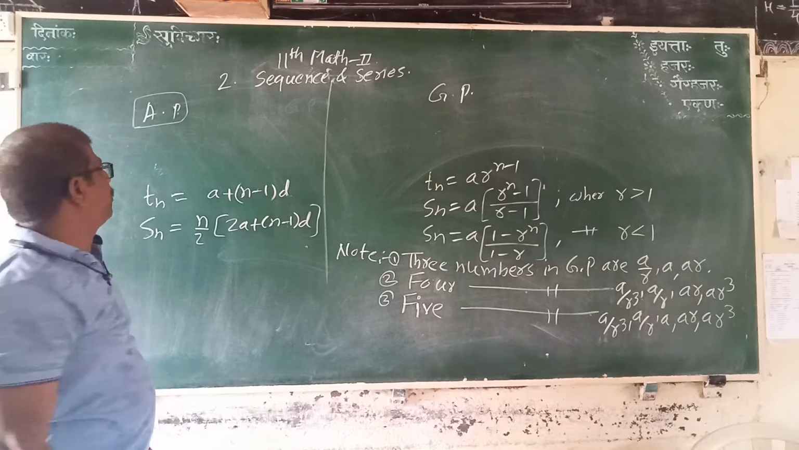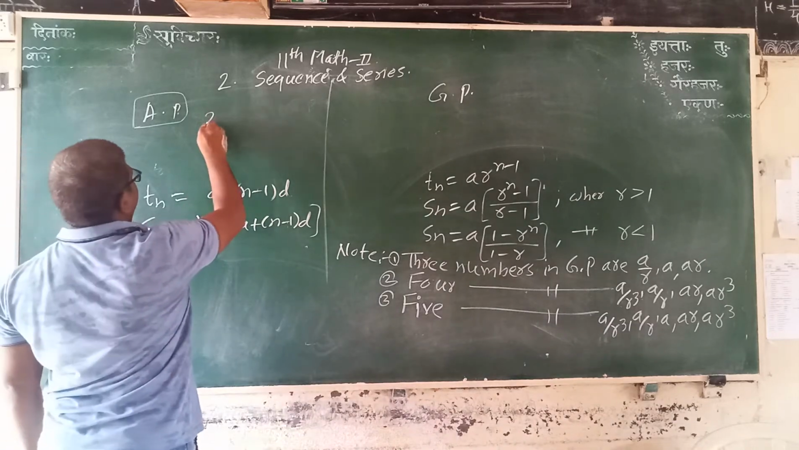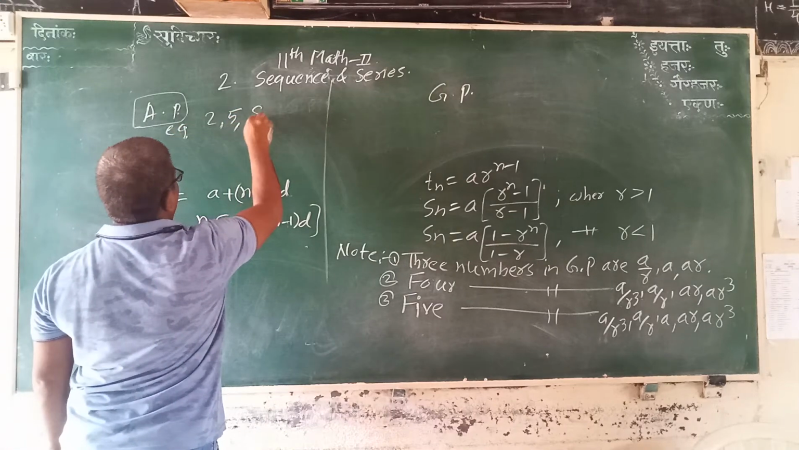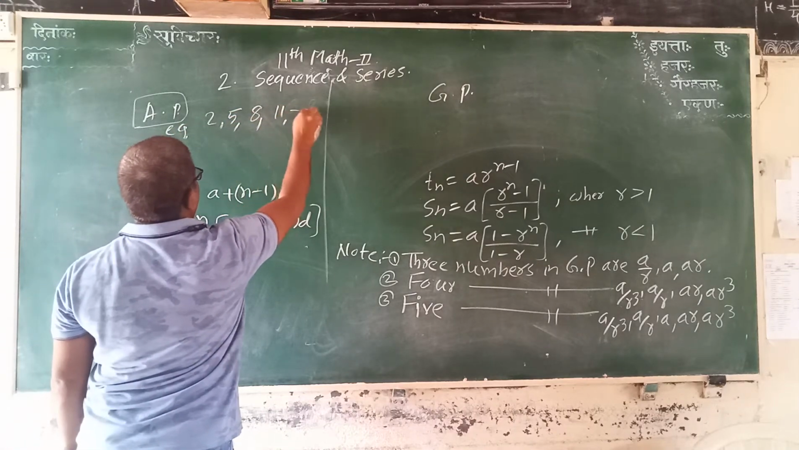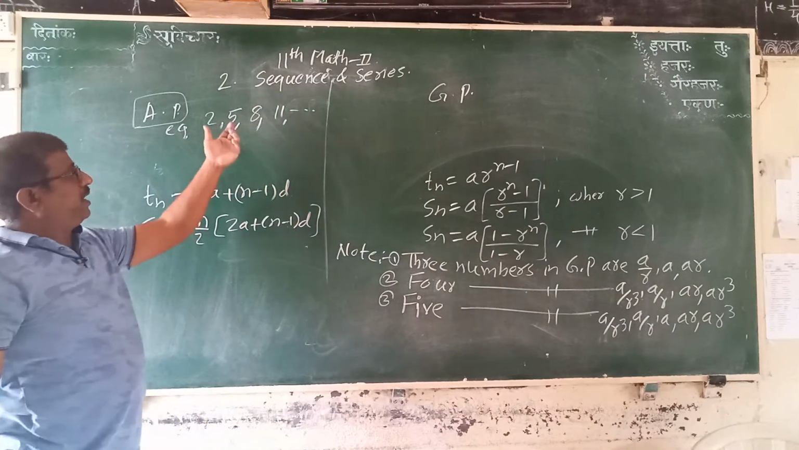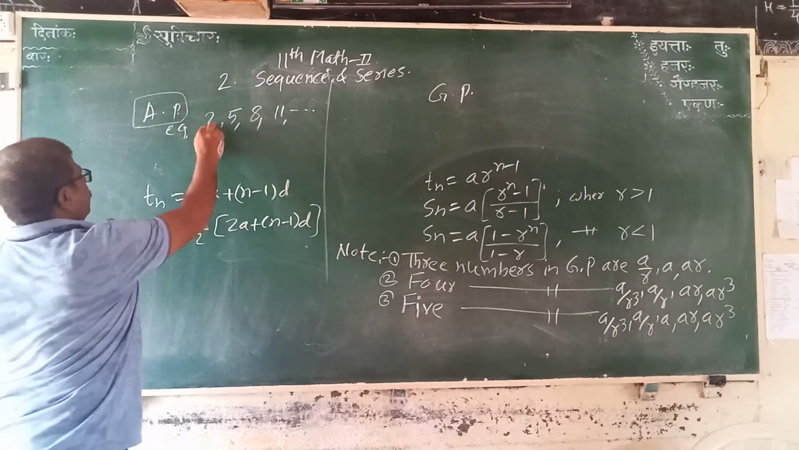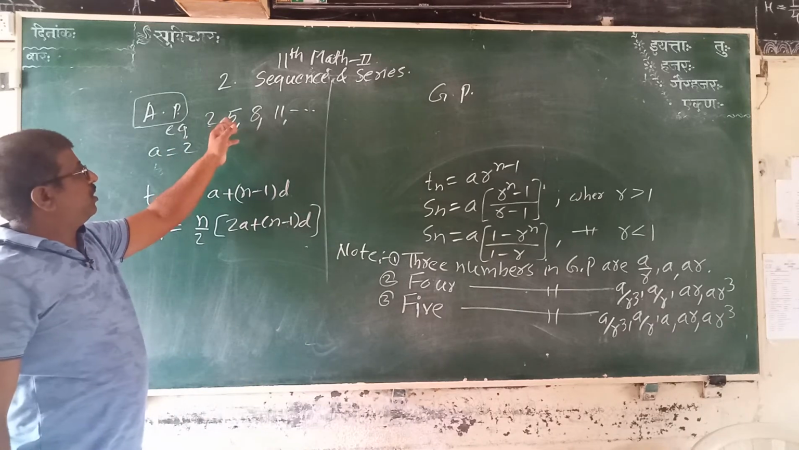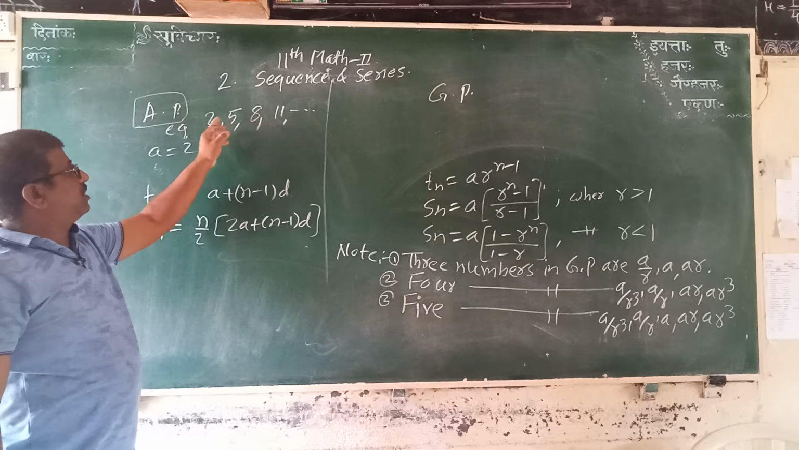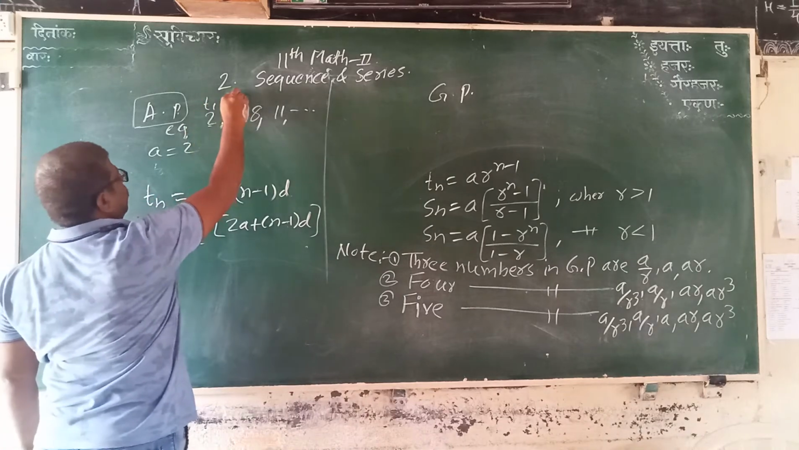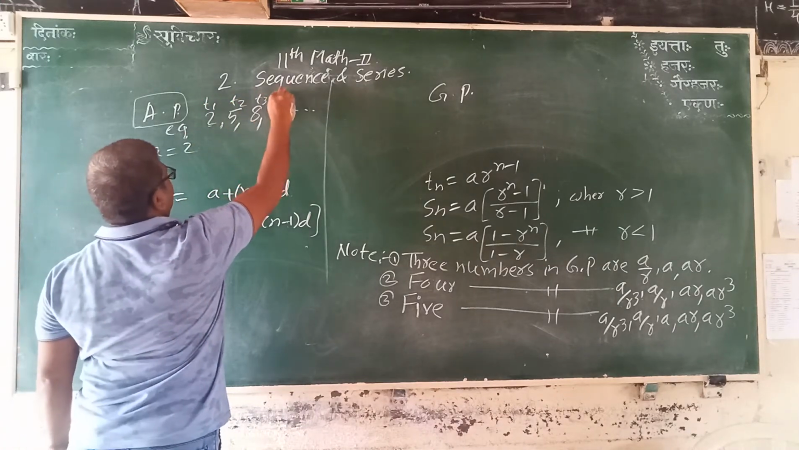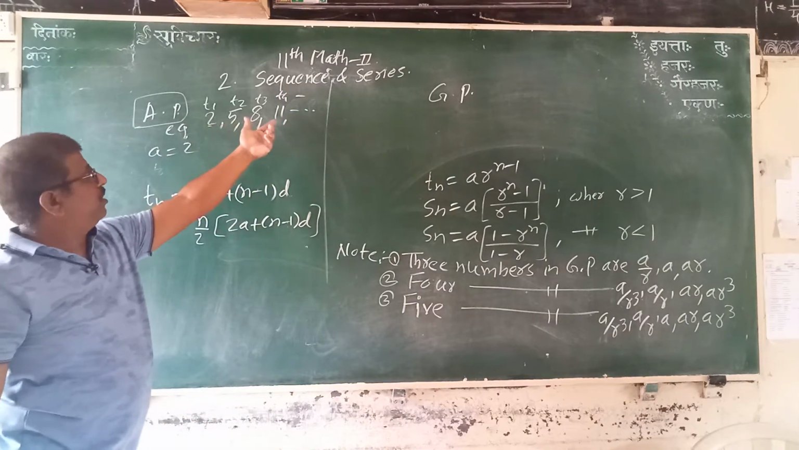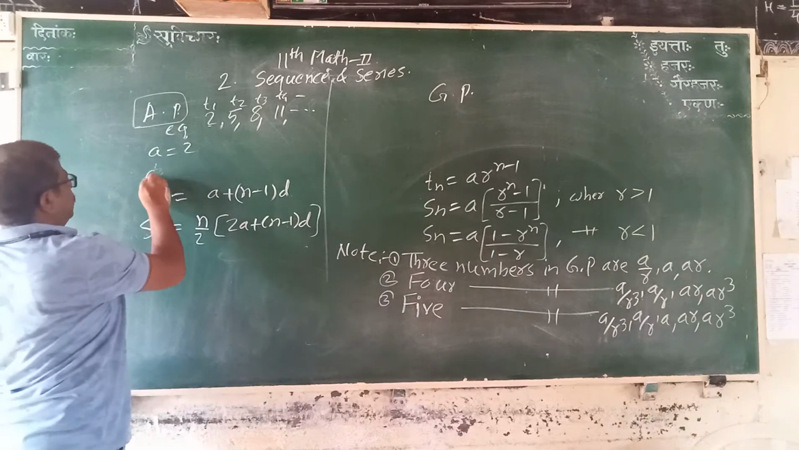एपी म्हणजे अरिथमेटिक प्रोग्रेशन. सपोज हियर फॉर एक्झाम्पल 2, 5, 8, 11 and so on. तर या ठिकाणी तुम्हाला जो फर्स्ट नंबर आहे तो ये असेल आणि जो डिफरन्स आहे that is these are the terms P1, P2, P3, P4 and so on. All these terms, the difference between these terms is constant.